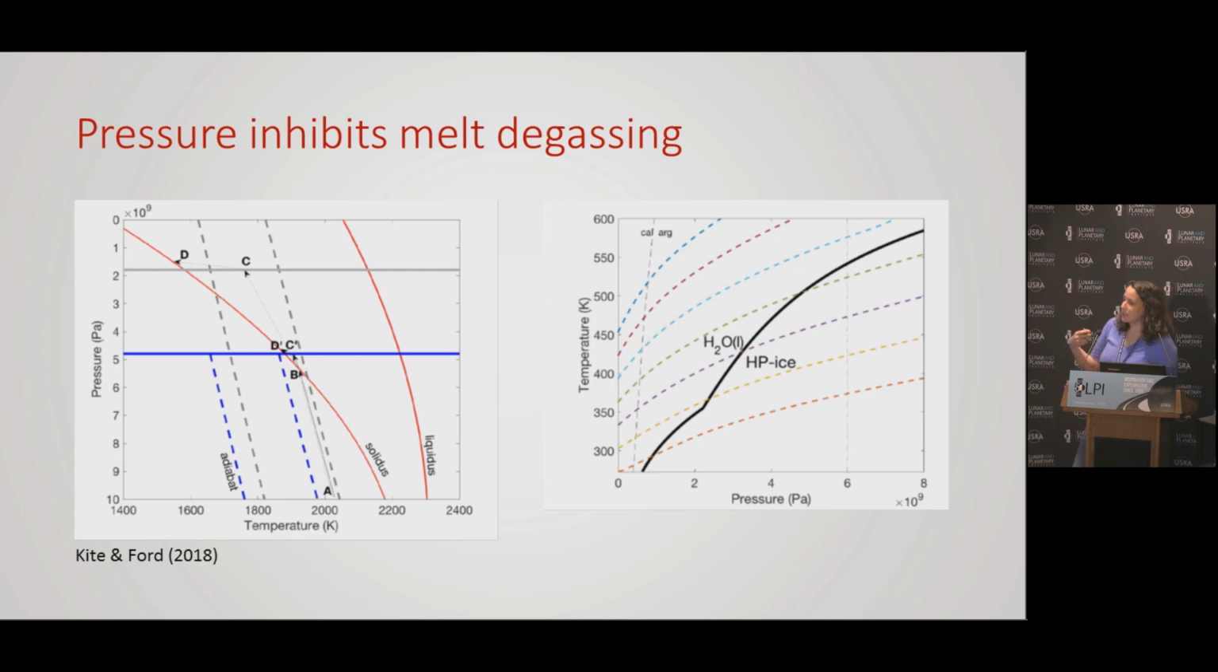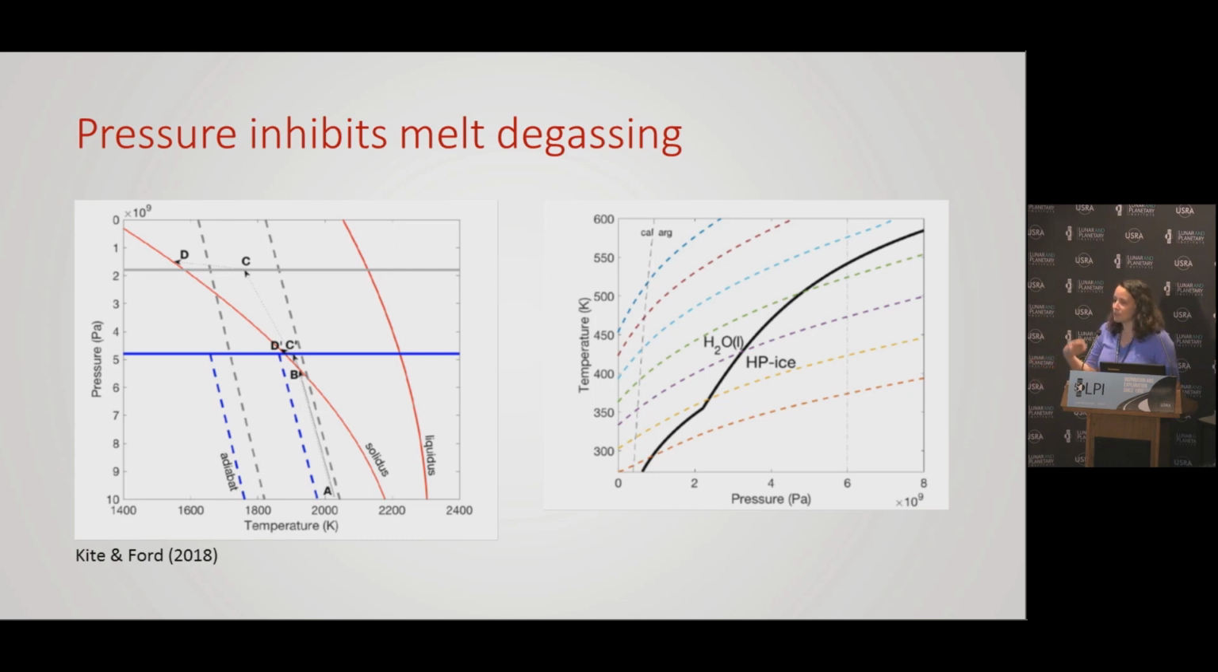Now, if we have a significant amount of water on the surface, say we have an exoplanet that is a water world, that pushes the base of the crust to much higher pressures. And so we might get only a very tiny amount of melting. And if there's no melting, we can't outgas.